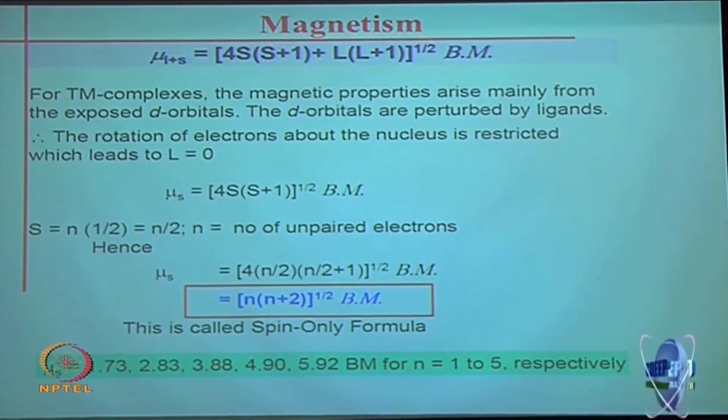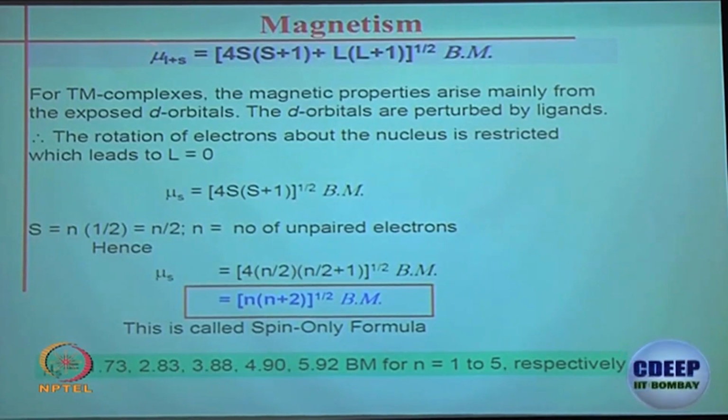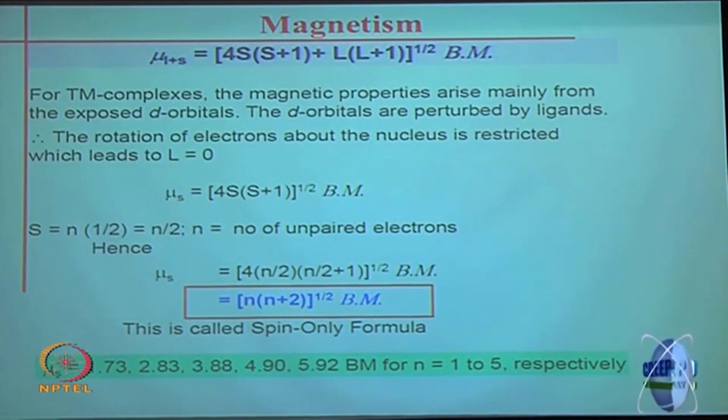It is 1 by root over this spin component and L component, right? But if you get rid of that component, the orbital component, it becomes root of 4S into S plus 1.